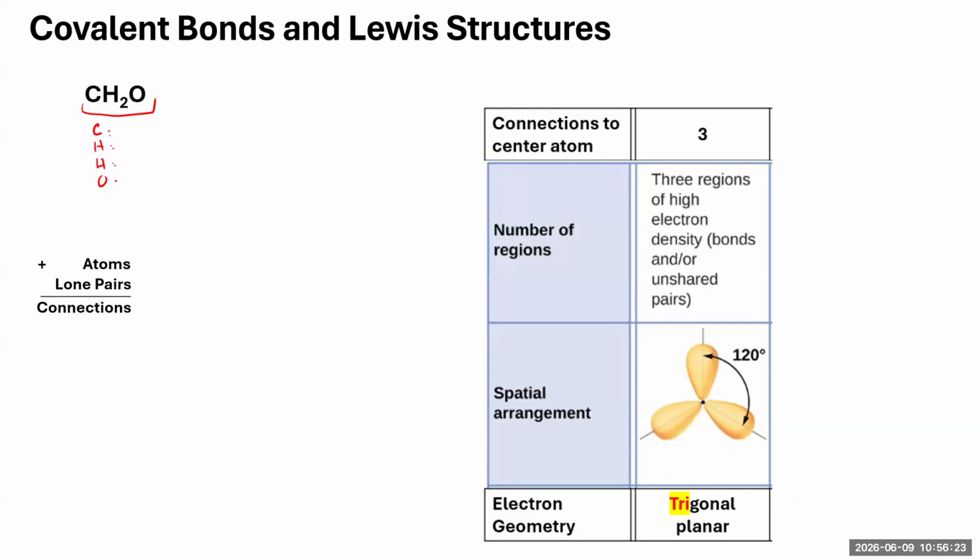I'm going to count the valence electrons. 1, 1, and 6, so it's 12 electrons total. The only way I know how to draw this symmetrically, actually there's a couple different ways, but the one that works is going to be like this. It's going to look like this. 1, 2, 3, 4, 5, 6, 7, 8, 9, 10, 11, 12.